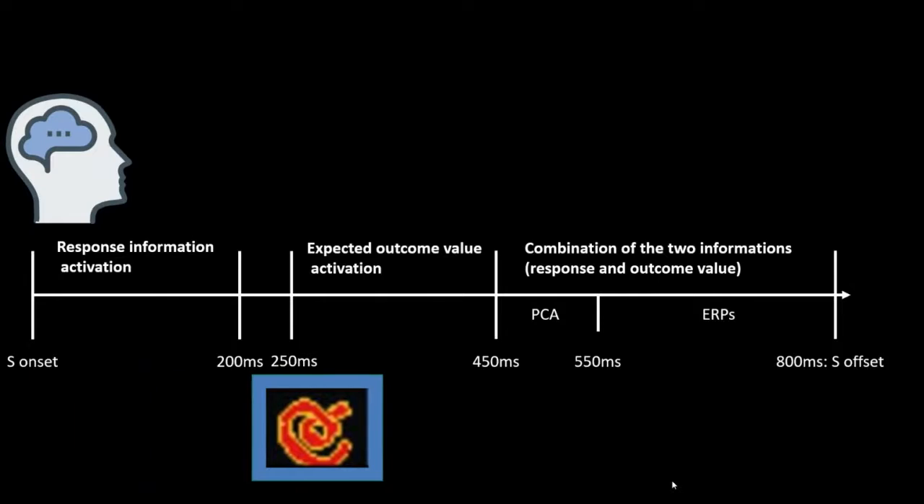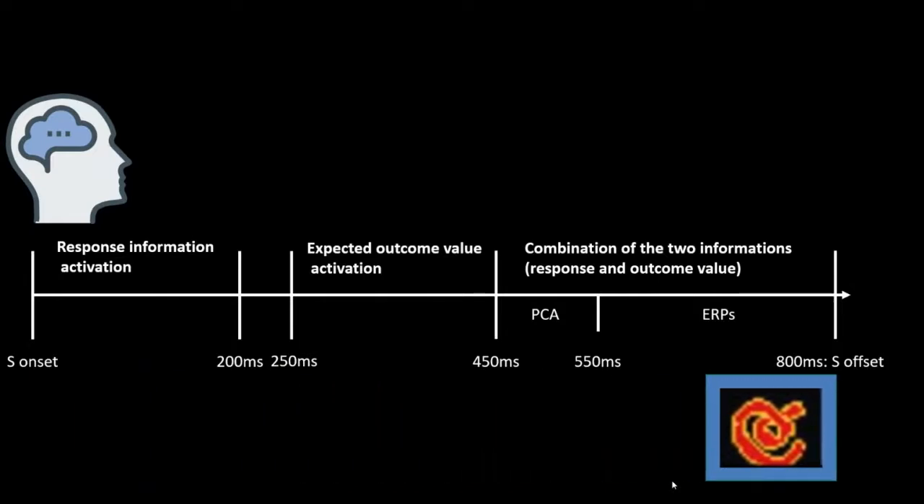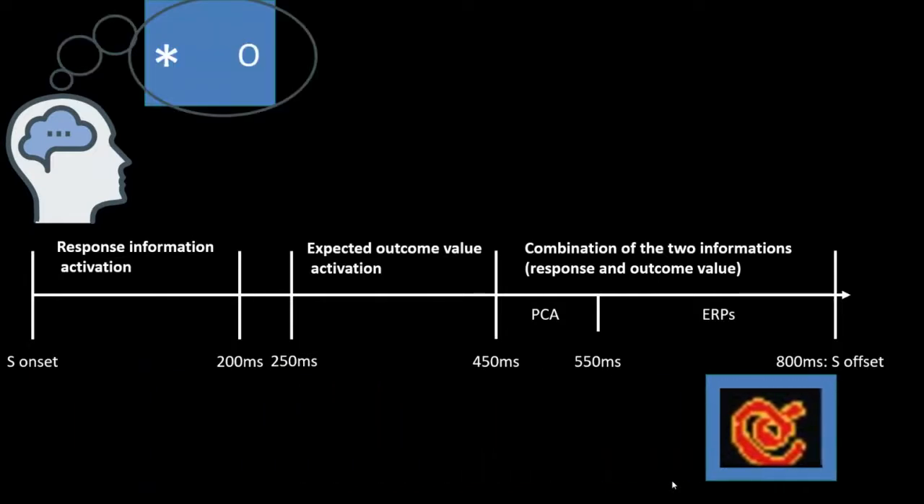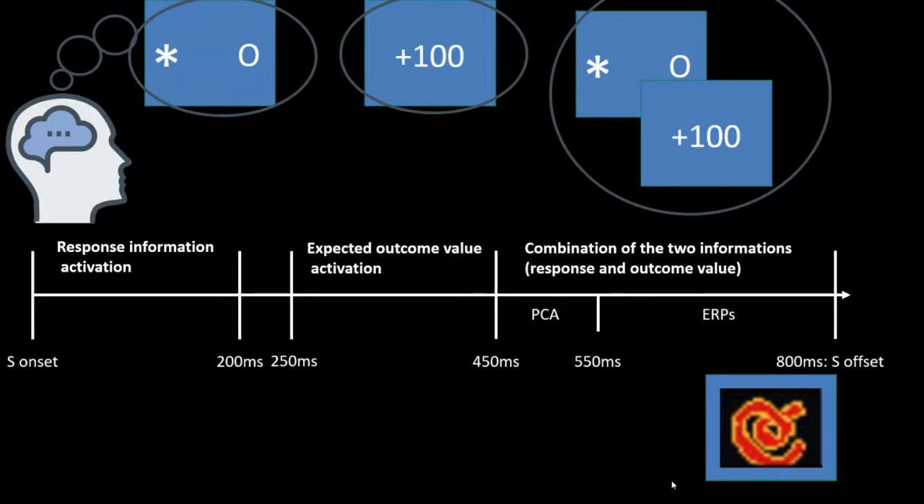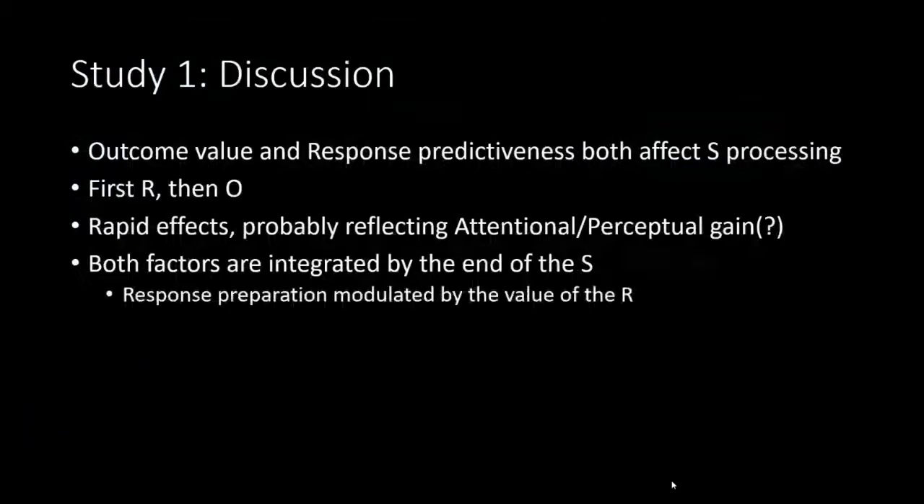So what is happening here is during this 800 milliseconds, first, the response information is activated. So this is like the really rapid predictiveness effect. After that, the outcome value is activated. And after that, somehow these 2 things are integrated at the end of the presentation of the stimulus.